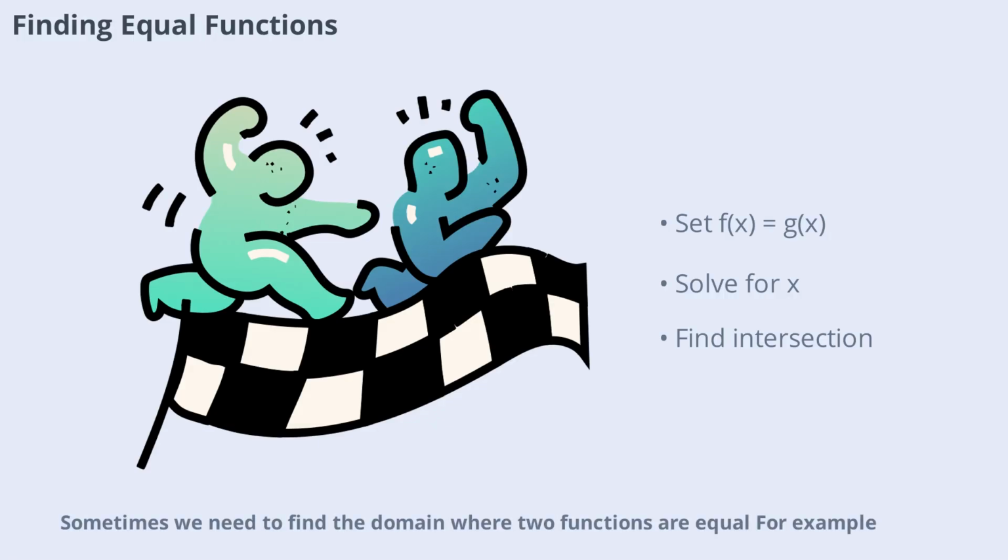Sometimes we need to find the domain where two functions are equal. For example, if f(x) = 2x² - 1 and g(x) = 1 - 3x, we set them equal and solve for x. This gives us the values where the two functions intersect.